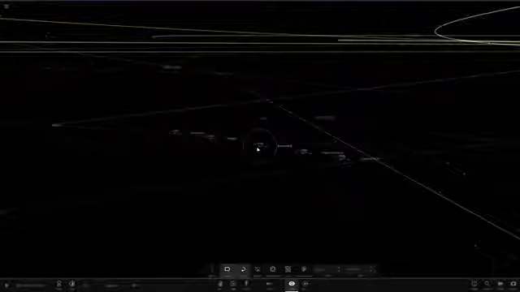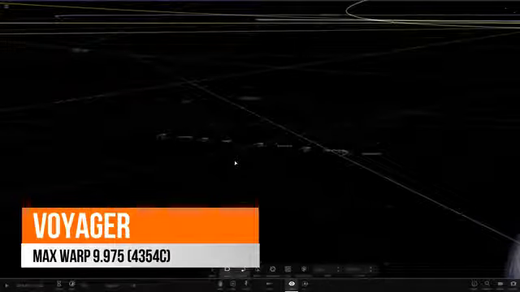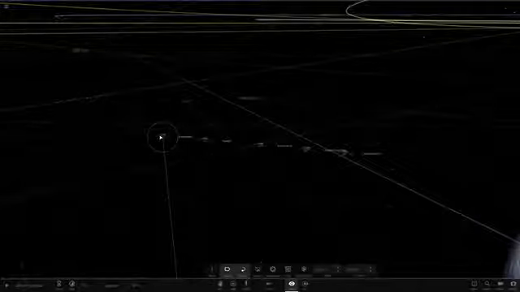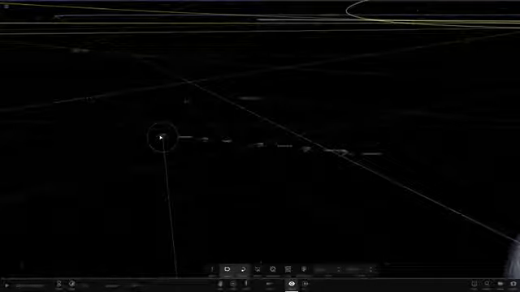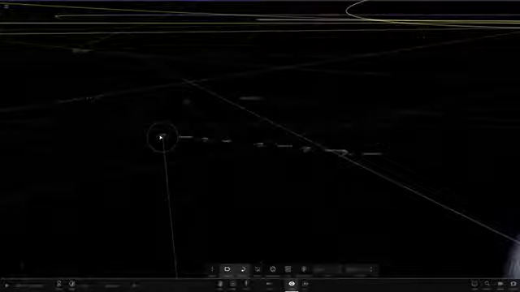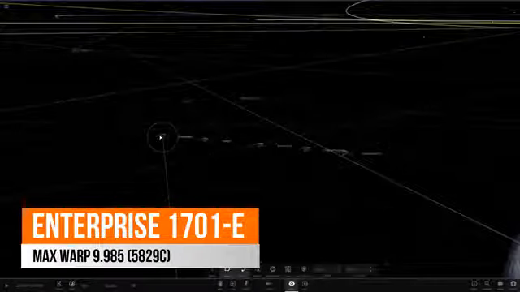And then when we go to the Enterprise D, the way that they calculated changed. So warp 9.6 was the max for the Enterprise D, and that comes to 1909 times the speed of light. Voyager, faster again, warp 9.975, doesn't seem like a lot, but we go up to 4,354 times the speed of light. And then the Enterprise E comes in at warp 9.985. ECHenry went with that, and I would agree with him because there wasn't a definitive top speed on that ship, but he went with the middle road of the agreed upon speed, so I would defer to that as well. Warp 9.985 comes in at 5,829 times the speed of light.